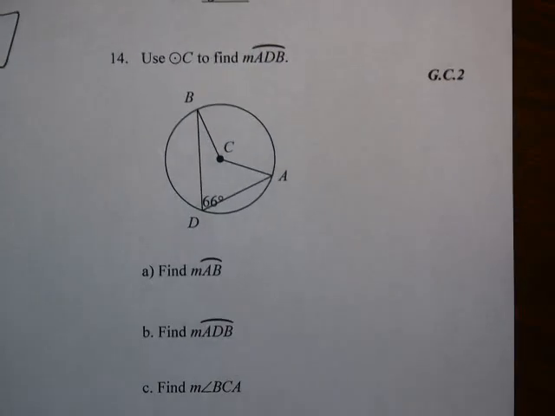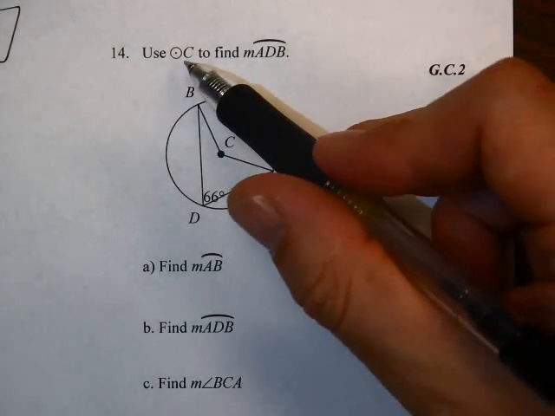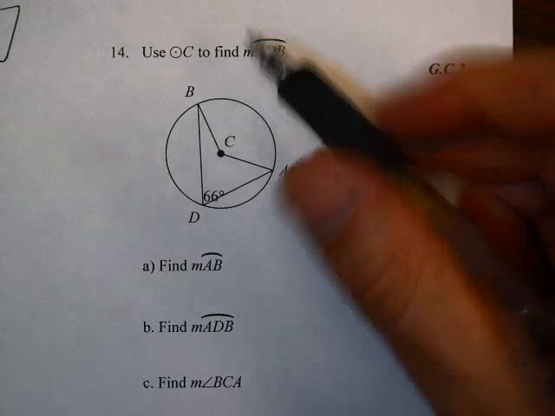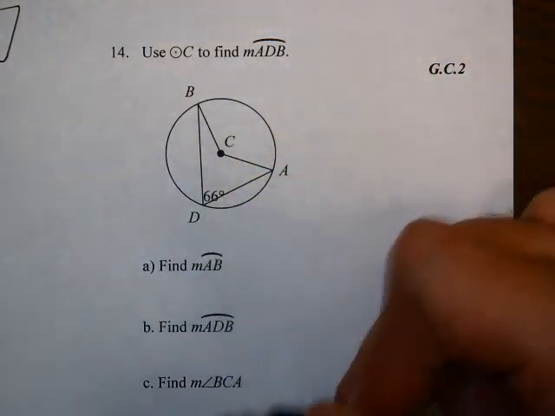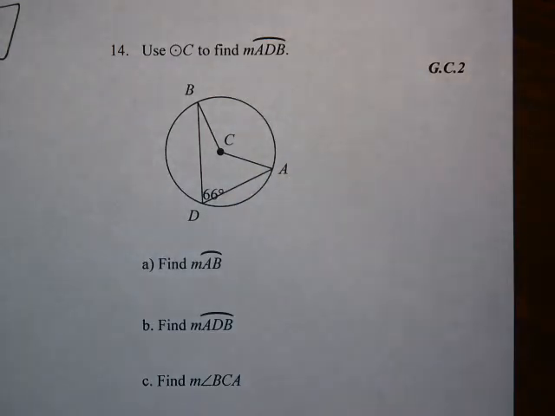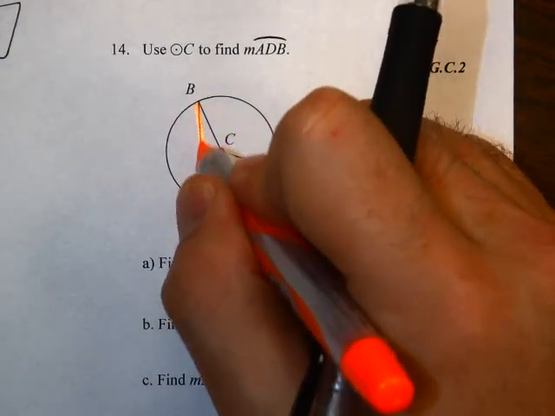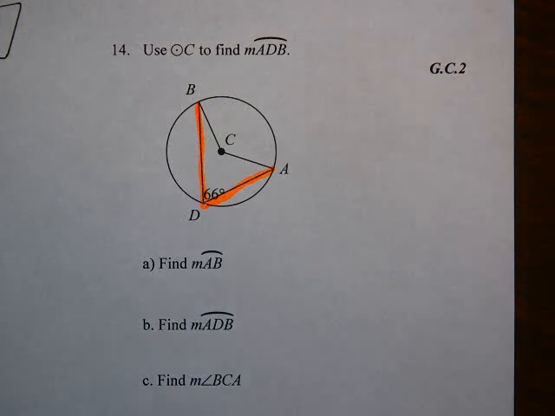Now number 14. It's giving us circle C and asking us to find the measure of arc ADB. Again, it's split up, with a few different parts we're looking for. We know that this angle D is 66 degrees. So here comes the highlighter again. This is the only thing I know about the problem.